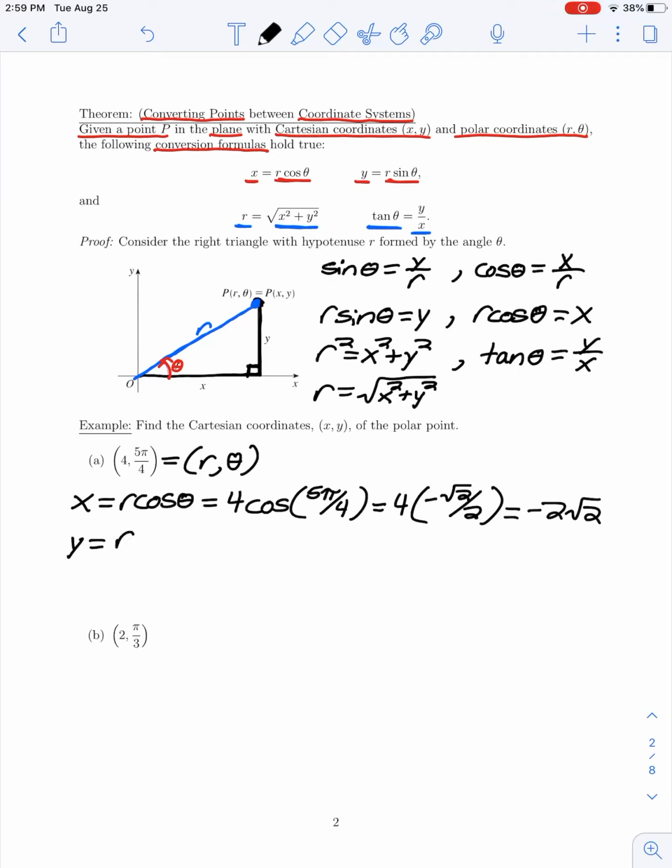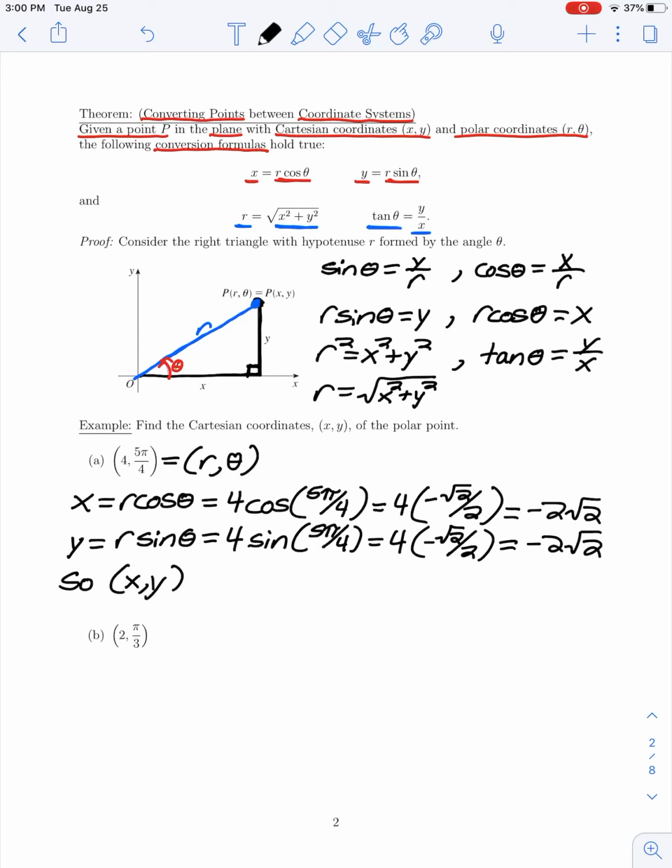And to find the y-coordinate, we would take r times sine of theta, which would be 4 times sine of 5 pi over 4, which is 4 times negative root 2 over 2. So we have negative 2 root 2. So for this point given in polar coordinates, the corresponding rectangular coordinates, x, y, would be negative 2 root 2, negative 2 root 2.